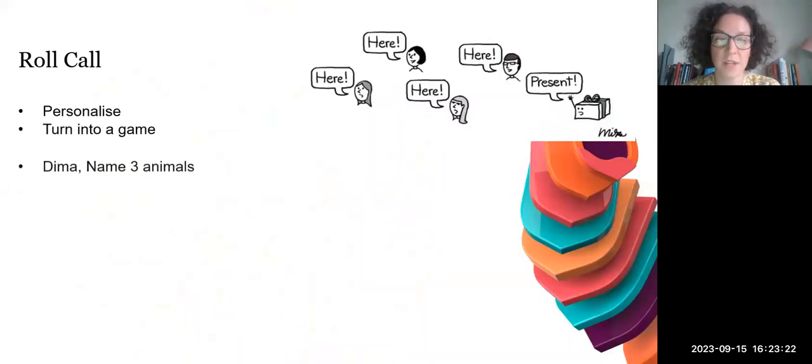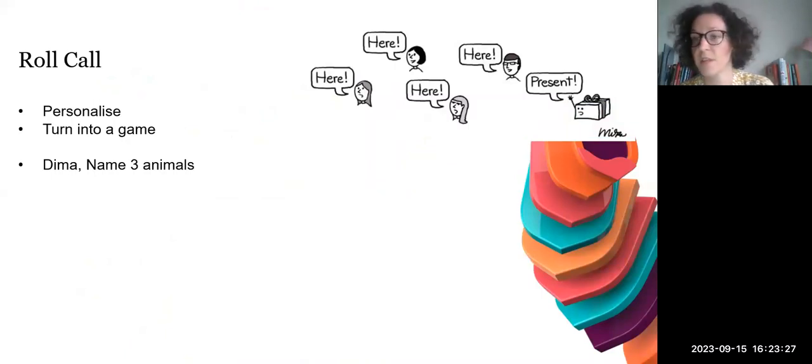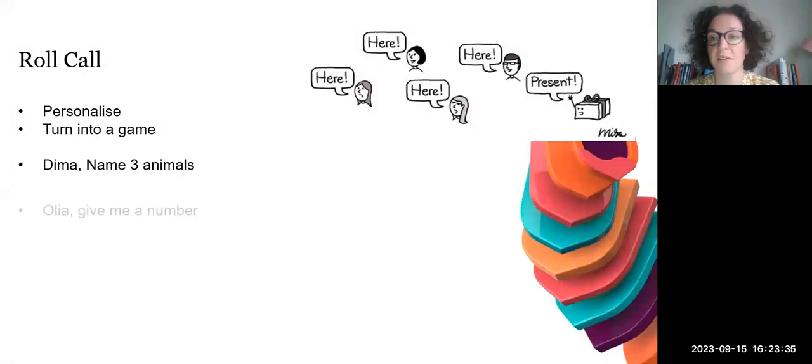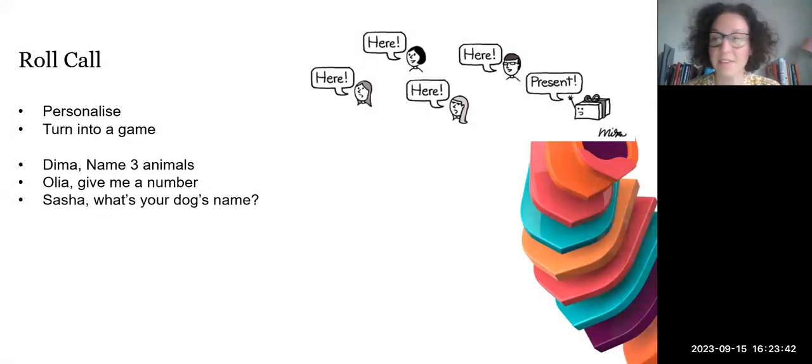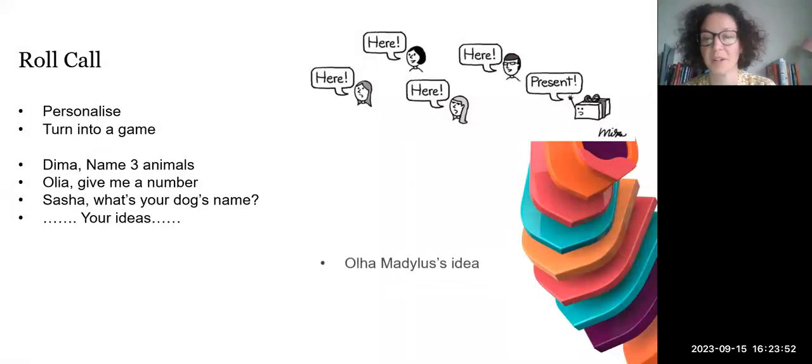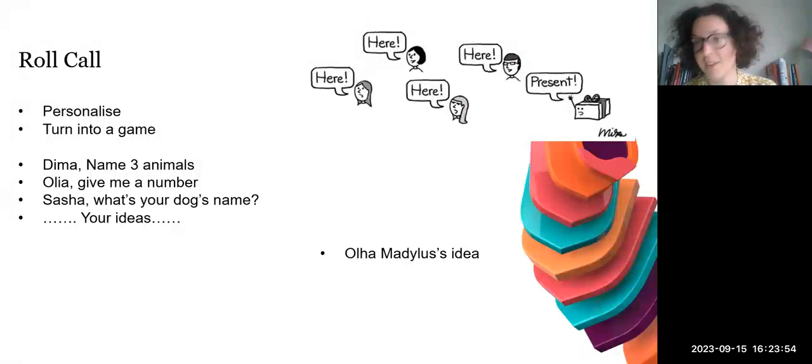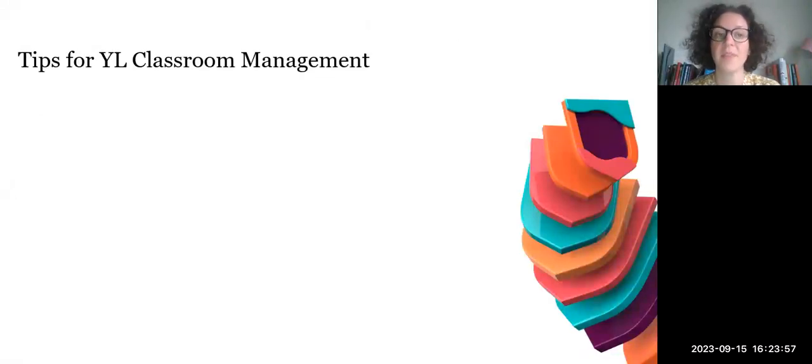But you can turn it into a game, like name 3 animals, name 3 colors, name 3 kinds of sports and things like that, but naming them by the name. And if they don't, you will have to put absent. We had this game, it always worked well. You never know. You can try, it might not work the first time, the second time, but on the third time it might work. And yeah, not my idea. This is the idea of Olha Madulis.